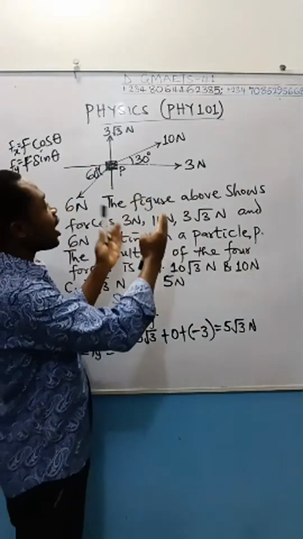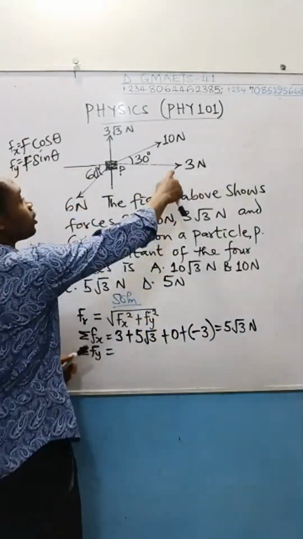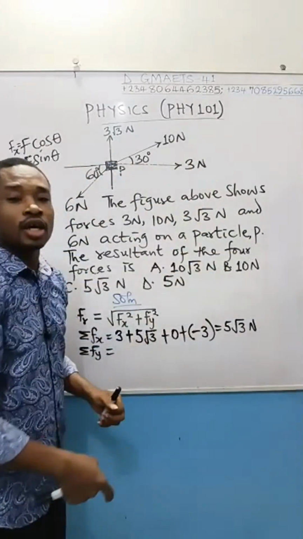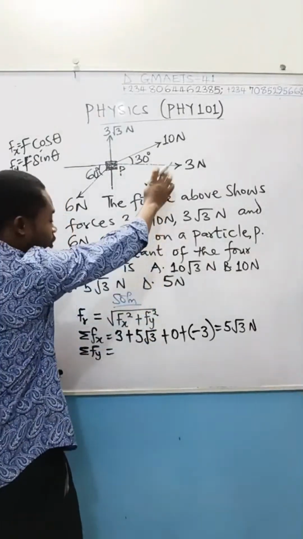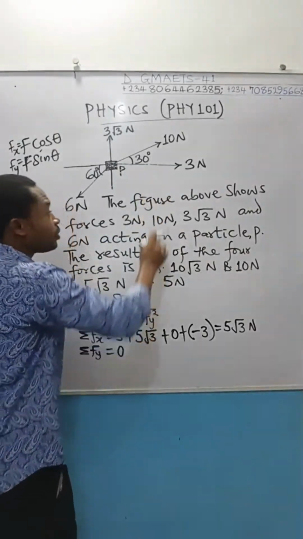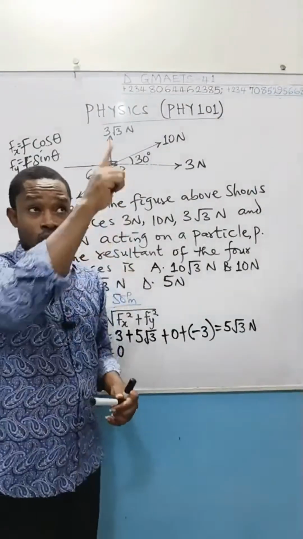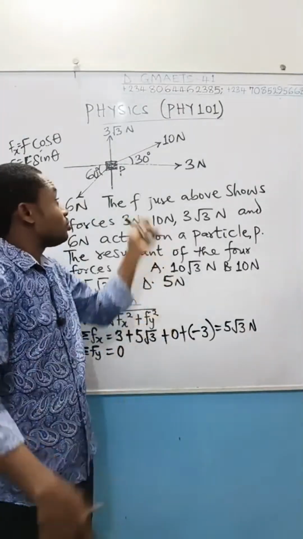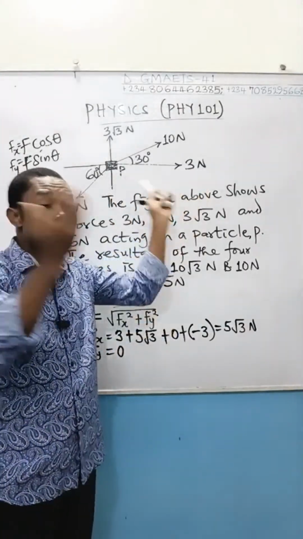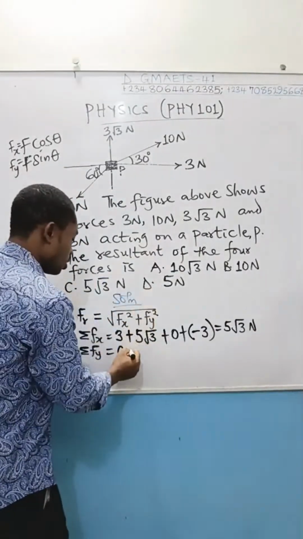Remember that under our special angle class, I stated clearly that sine does not exist along the horizontal, just like cos doesn't exist along the vertical. So the first force contributed by these 3 Newton along the vertical y-axis is 0. This thing is purely horizontal, so there is no way vertical will appear there. Let's move on to the next. This is going to be plus.